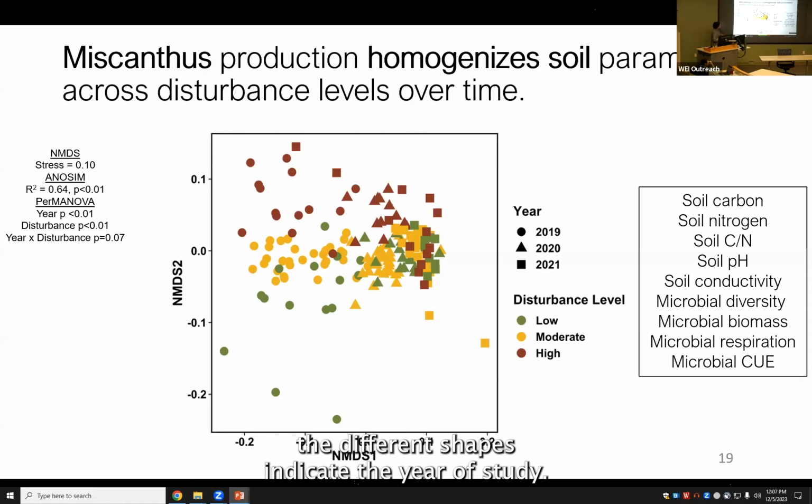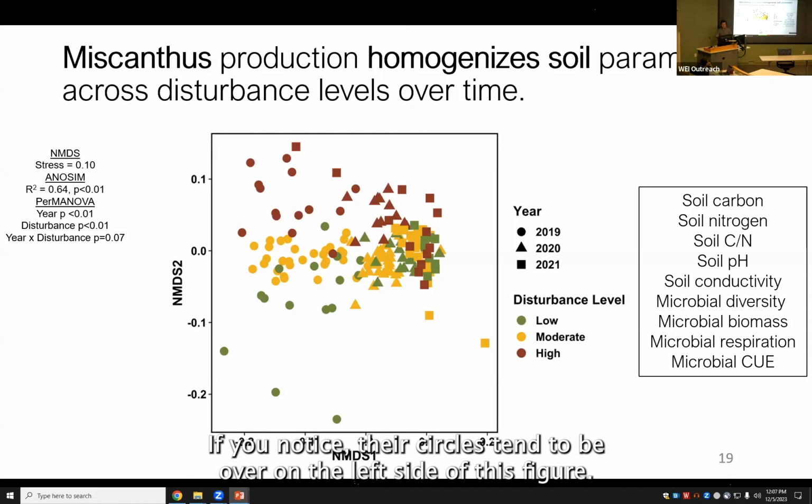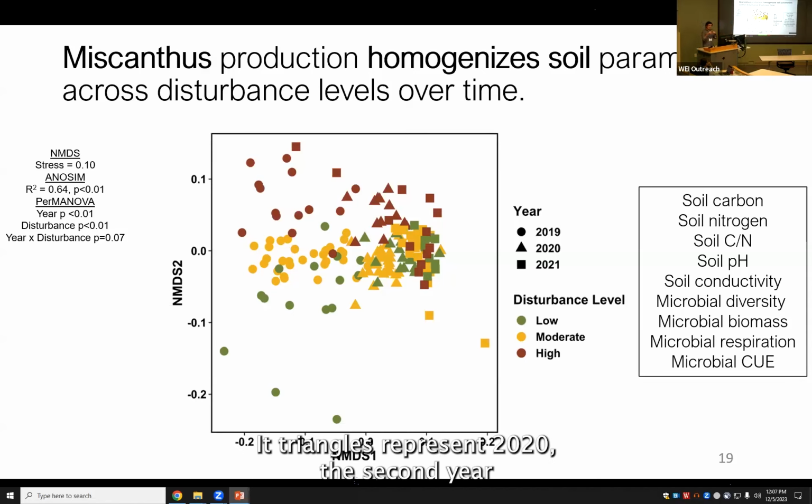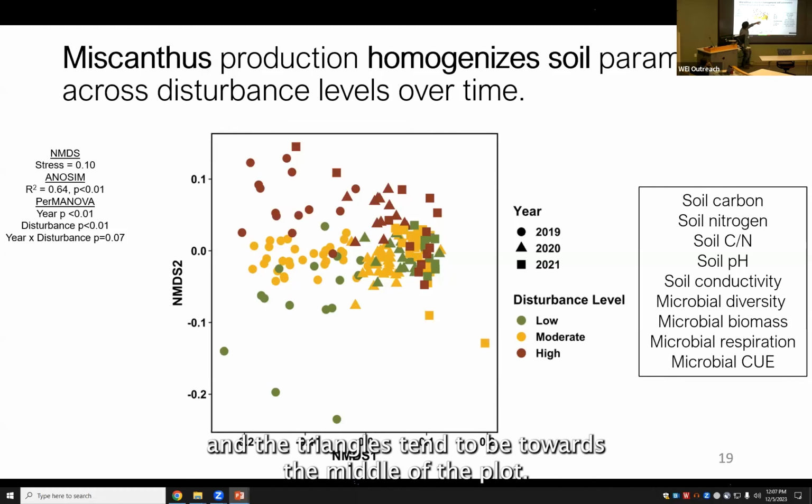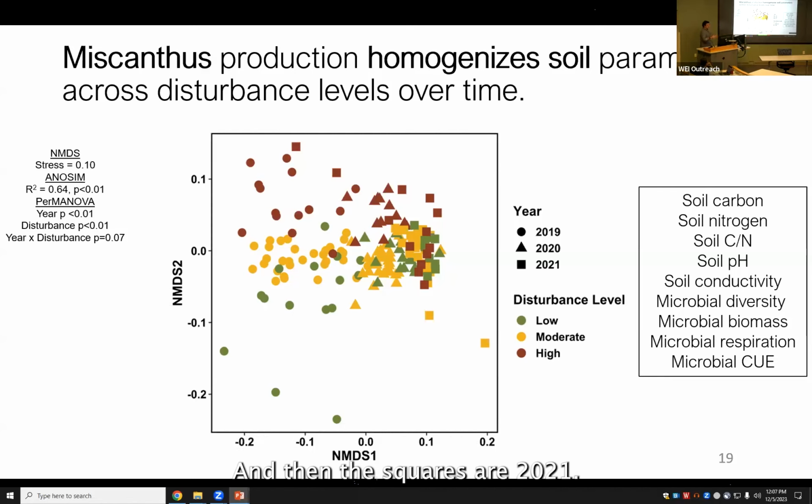The different shapes indicate the year of study. So where you see circles, these are data from 2019. If you notice there, circles tend to be over on the left side of this figure. Okay, triangles represent 2020, the second year, and the triangles tend to be towards the middle of the plot, and then the squares are 2021, they tend to be on the right of the plot. So as you go from left to right, this is representative of time.